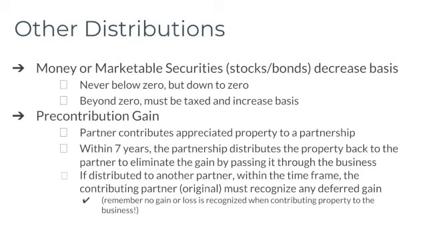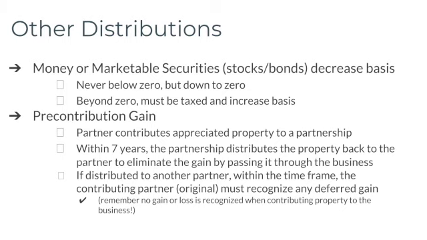Because remember, no gain or loss is recognized when the partner contributes that property to the business. I know we already covered it, but we just learned it, so I'm reiterating that. Instead it's deferred. And so what they're saying is, if you try to give that back or give it to someone else within the 7-year period, because typically the nature of business is much bigger, longer thinking than that, then we're going to say you're just trying to avoid capital gain tax.